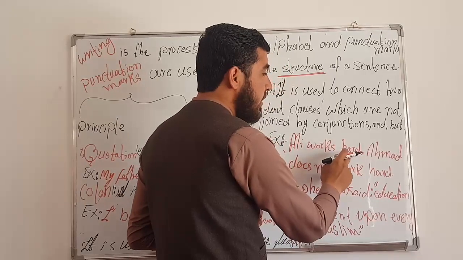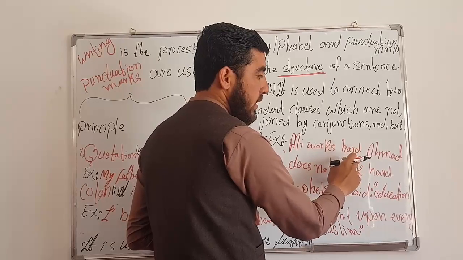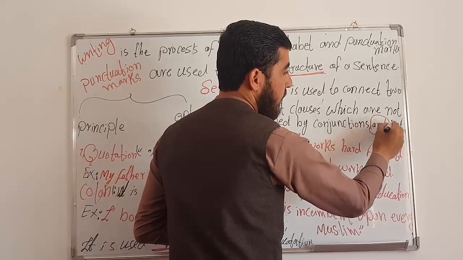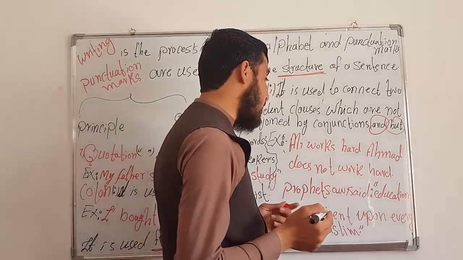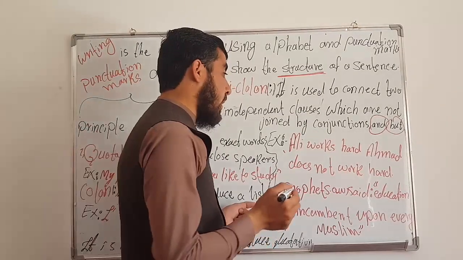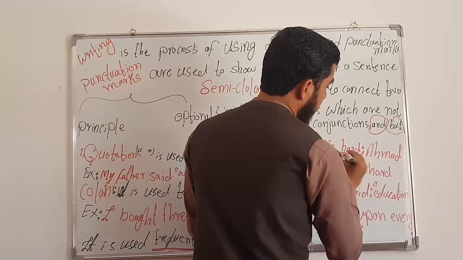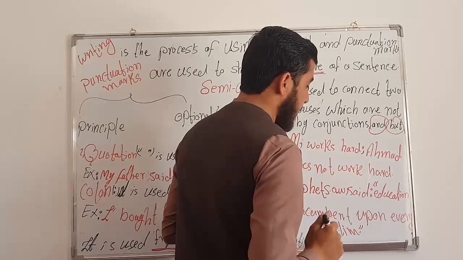So there must be a conjunction between these two independent clauses. Instead of a conjunction, for example, and or but or yet and so, these are conjunctions. I'll talk about that in my next lessons. So instead of that, we can use a semicolon instead of a conjunction, right?